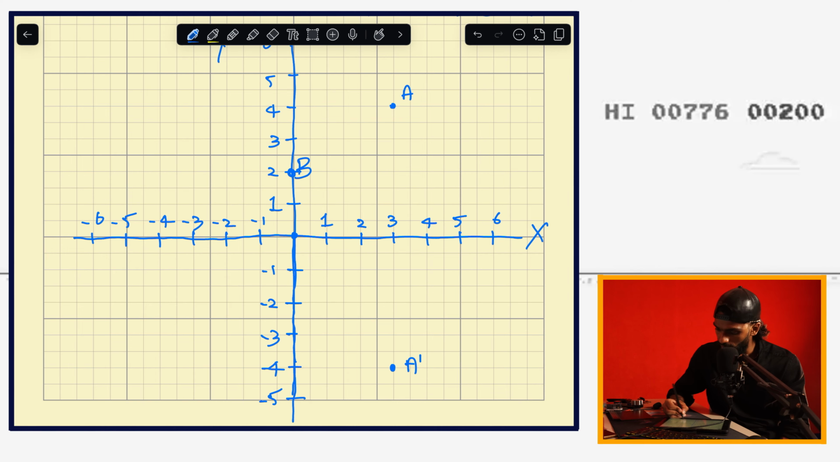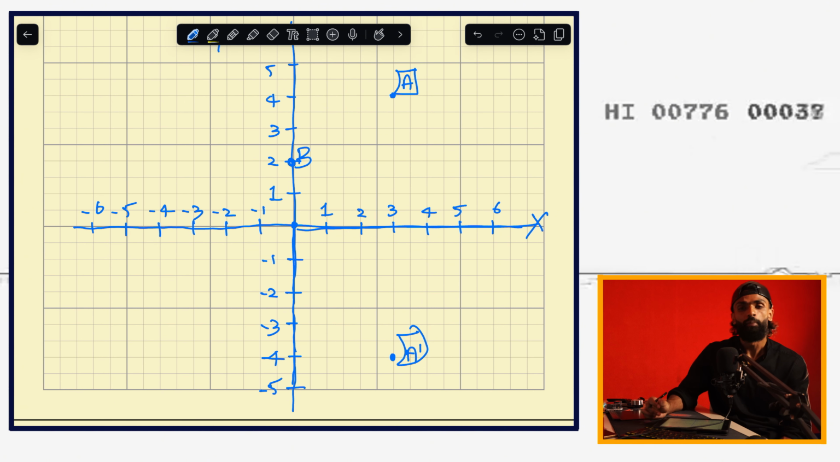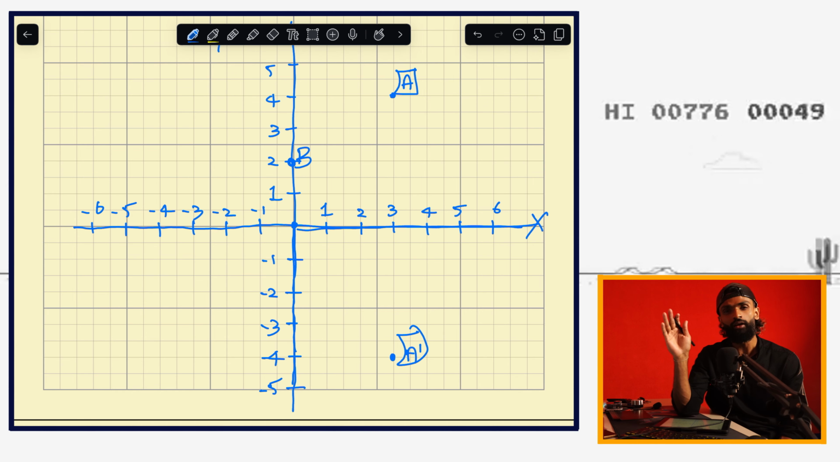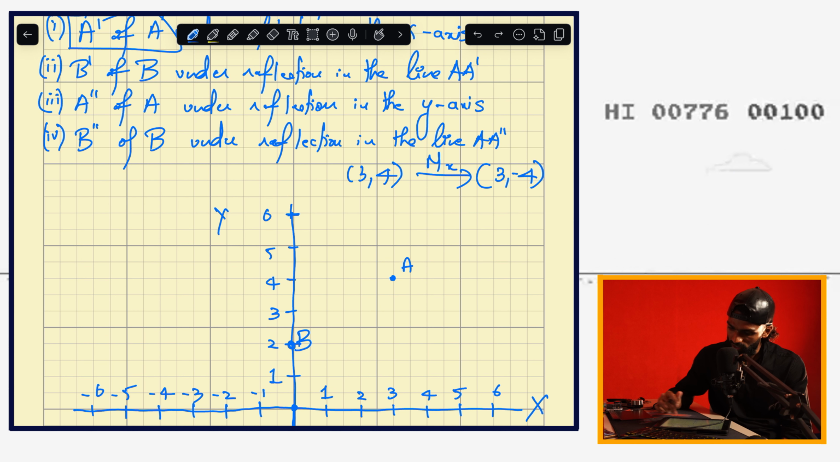I hope you guys can see the difference here. Look at this. A is the object, A dash is the image, and the center line here, x-axis, will obviously be the mirror there. So every sub-question here, try to ask yourself 3 questions. What is the object? What is the image? What is the mirror? And things will become much more simpler to you guys. Okay, so I'm done with the first sub-question. So the answer was 3, -4.